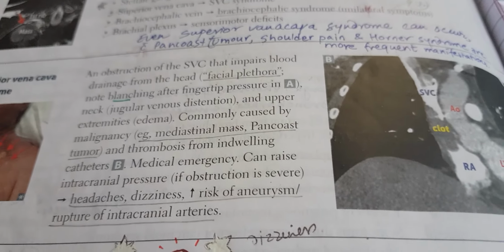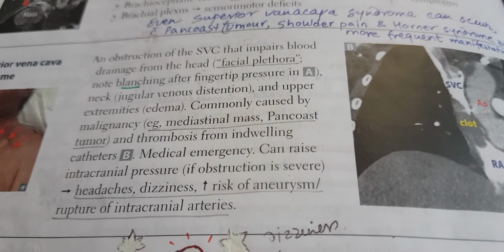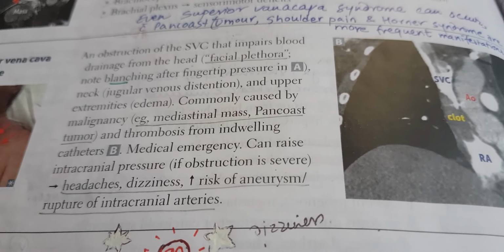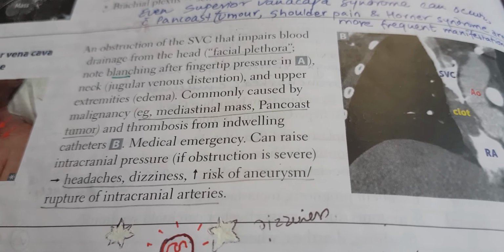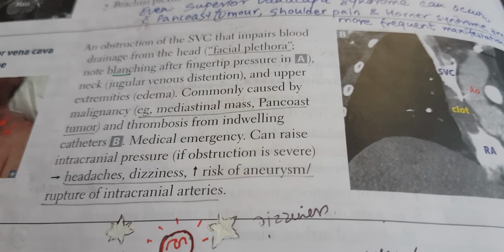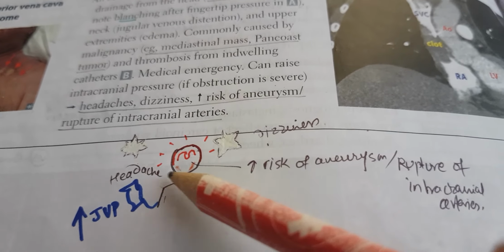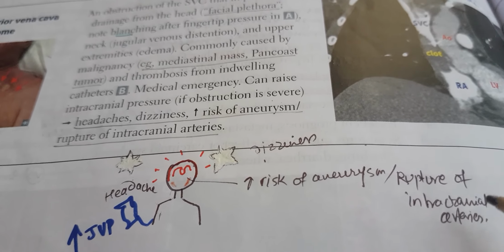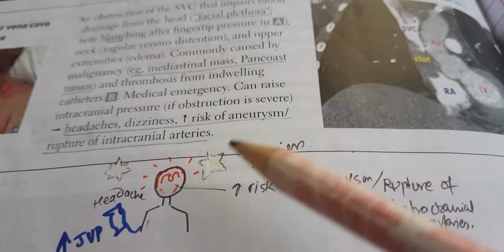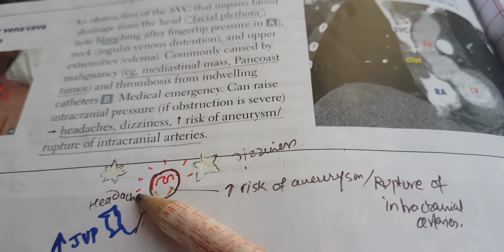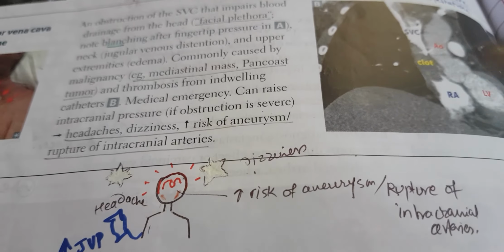Okay, this is a medical emergency, can raise intracranial pressure obviously if obstruction is severe, leading to headache, dizziness, and increased risk of aneurysmal rupture of the intracranial artery. So just imagine this picture: there is raised JVP, headache, risk of aneurysmal rupture of the intracranial arteries, and there can be dizziness. Okay, this star is for dizziness, and that can also cause headache.